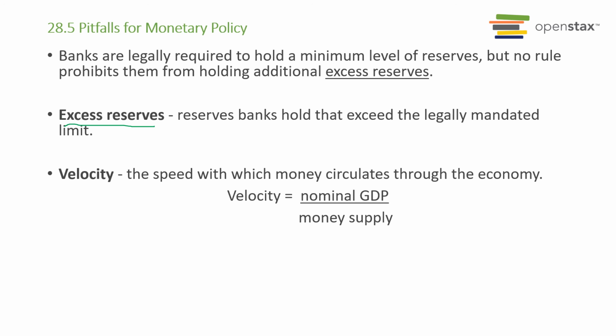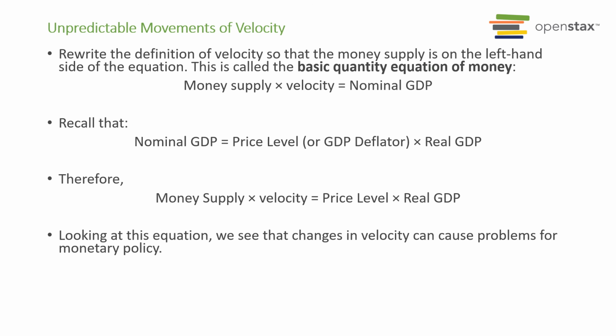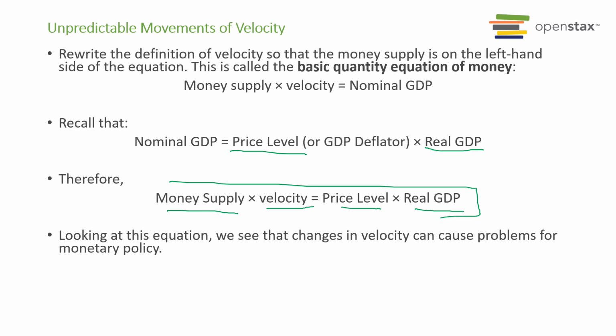Next is velocity. Velocity is how fast money circulates in the economy, so how fast money changes hands. The formula for it is your nominal GDP divided by the money supply. And if you remember from the previous chapter, your nominal GDP also equals your price level times the real GDP. So another way to write this formula is that money supply times velocity equals price level times real GDP. This formula here is very important.